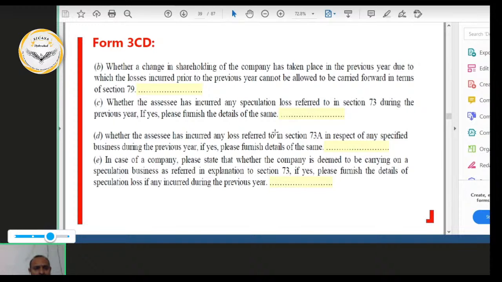73A also, that's why there are separate clauses C and E. In clause D, 73A, we have to quantify and give. What is 73A quantification? Specified business losses, such as warehousing; there are various sectors in investment linked incentive. If your client is claiming any of the 35AD benefit and has losses which he wants to carry forward for an indefinite future, then those losses are to be quantified and given under 73A.